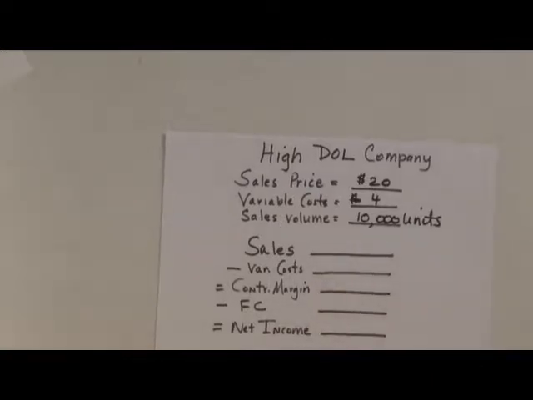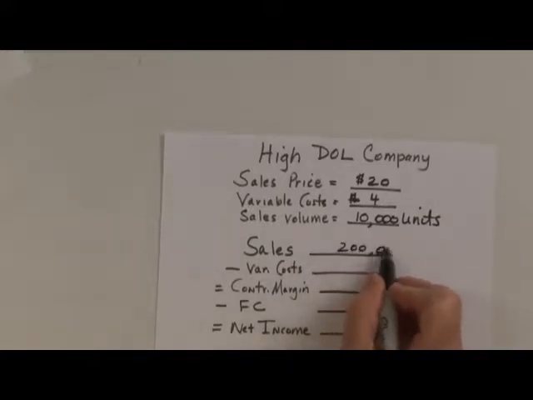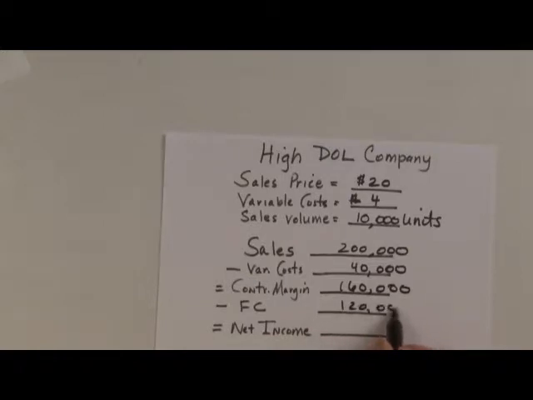With that information, let's prepare a basic income statement. This would be $200,000 of sales. Our variable costs would be $40,000. We would have contribution of $160,000, fixed cost of $120,000, and net income of $40,000.